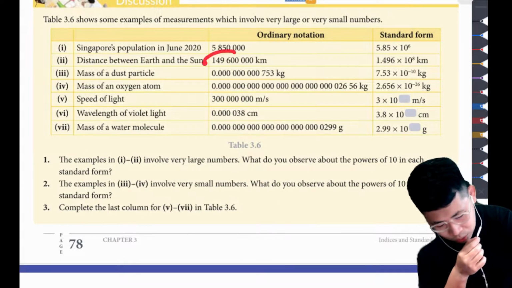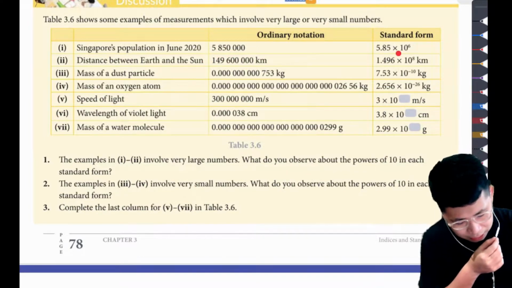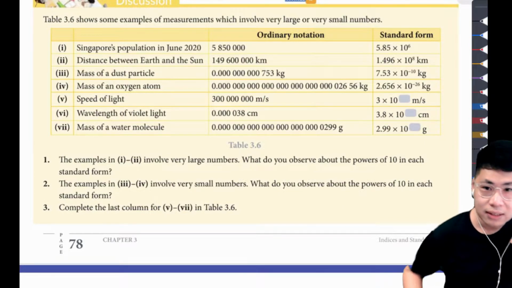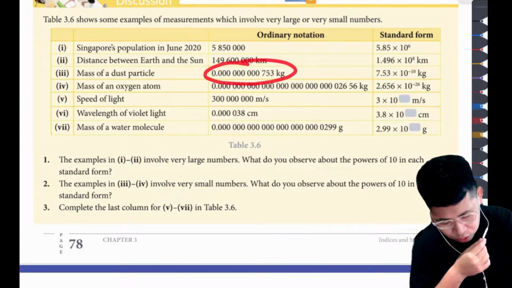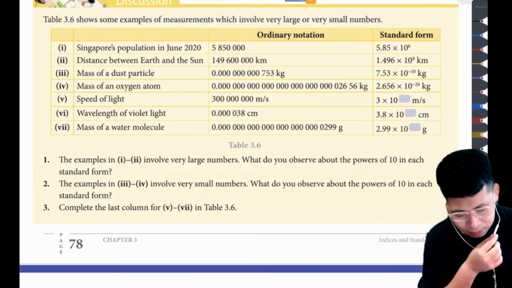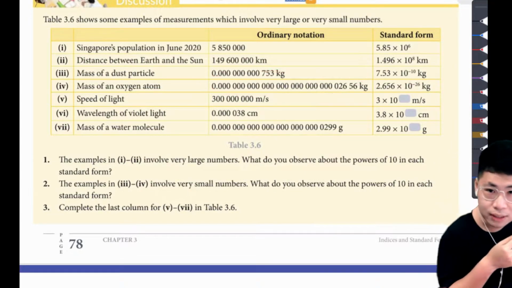This is also the same thing, 149 million. We can write this as 1.496 times 10 power 8. Now this one over here will be very small, and as you can see this is 10 to the power of negative 10. Mass of an oxygen atom, you have 26 zeros over here.